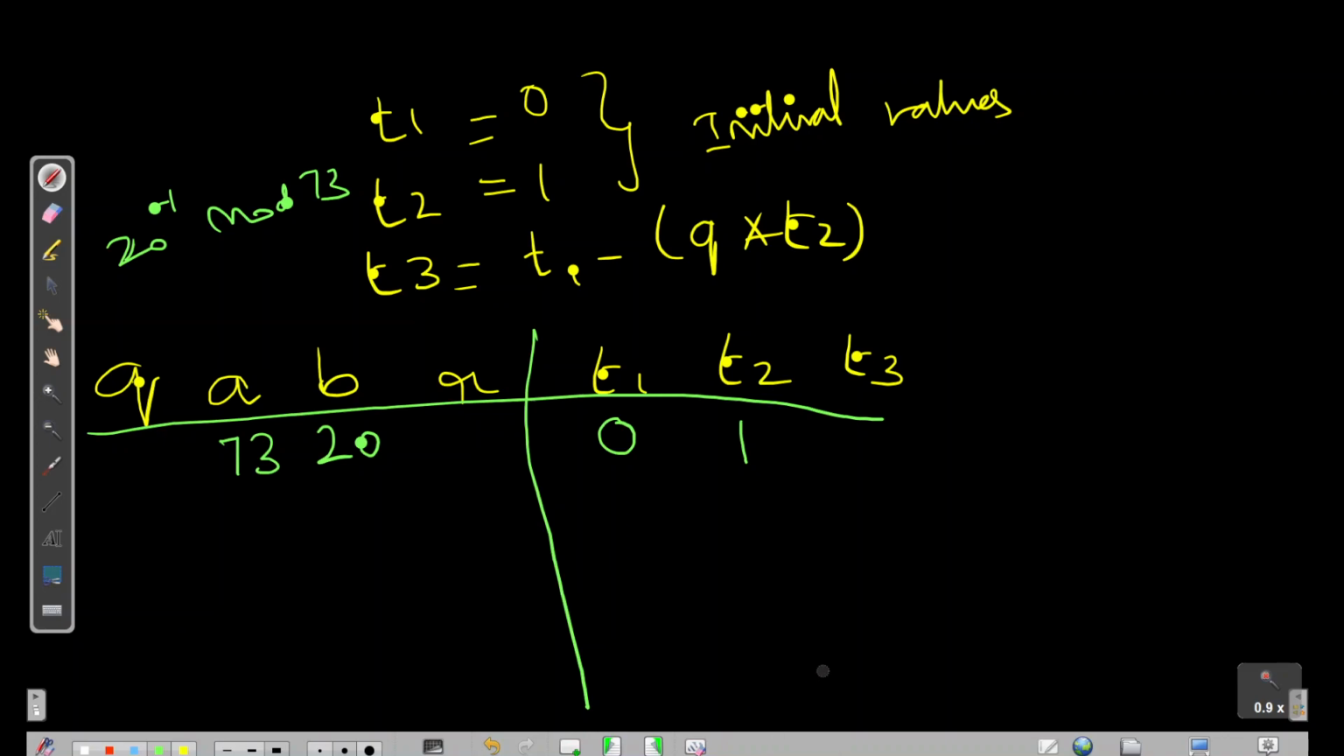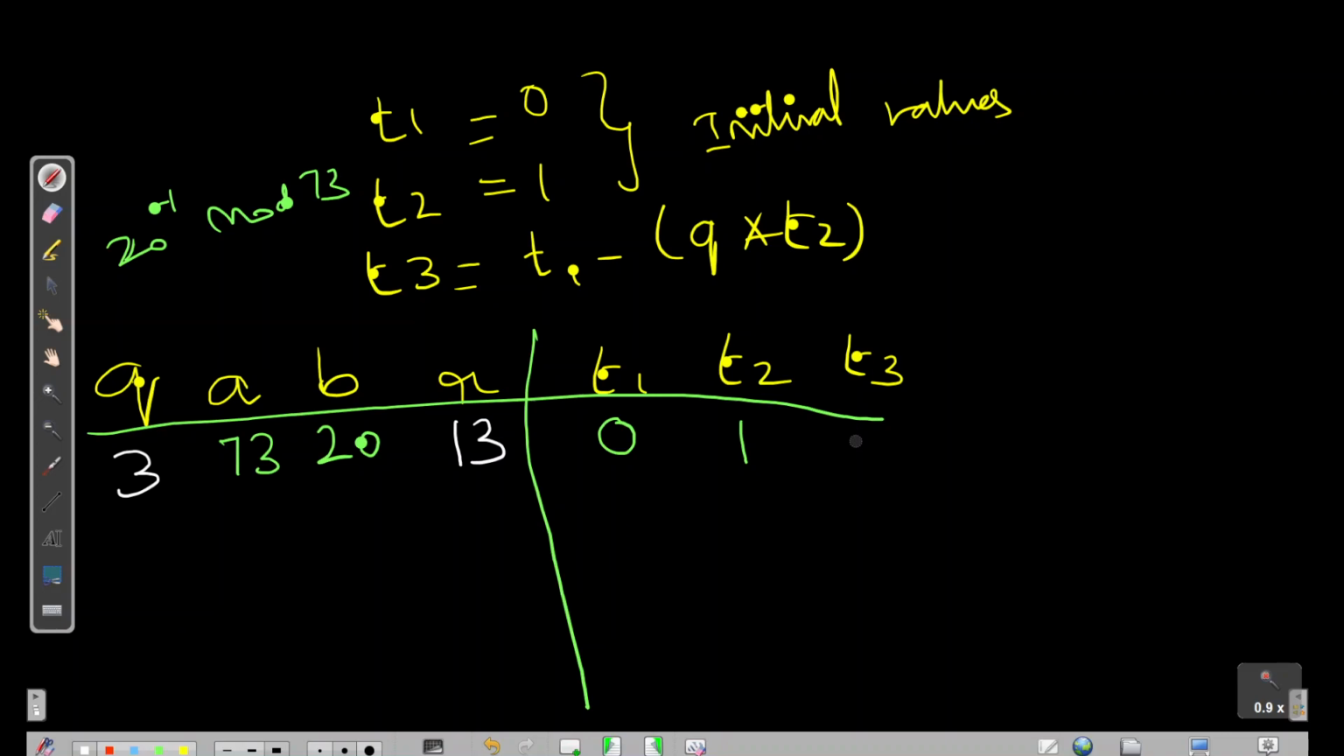Now I'm going to perform the calculation. What is the first step? A divided by B: 73 divided by 20. So I'll have 3, since 3 times 20 is 60. What is the remainder? 73 minus 60 is 13. The meaning is when I divide 73 by 20, the quotient is 3 and the remainder is 13.